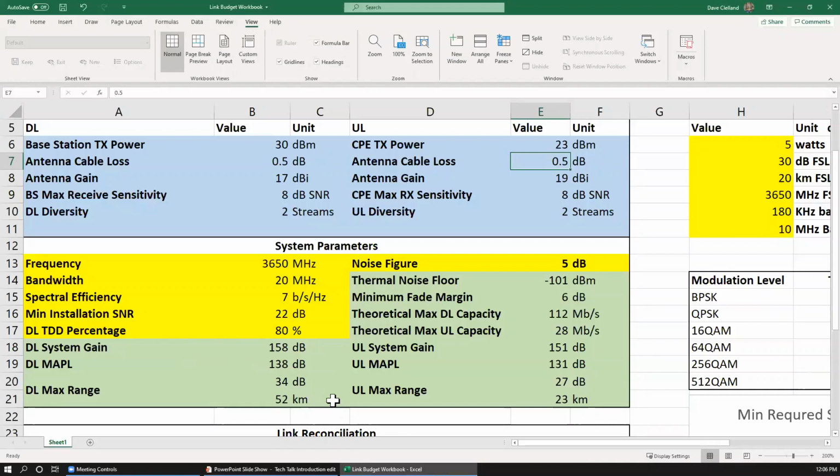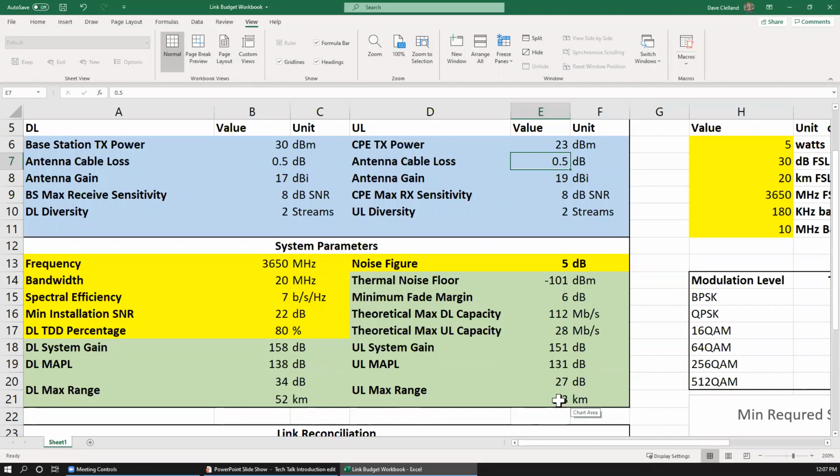So what does that mean? That means that with this MAPL, my downlink maximum range is, in this case, 52 kilometers at this 3650. My uplink maximum range, using the parameters that I've used here in the equipment specification, is 23 kilometers. So what that means is that in order to pass the uplink data that I want, even though I can go 52 kilometers in the downlink, this 23 kilometers is the maximum that I can install this CPE at line of sight.